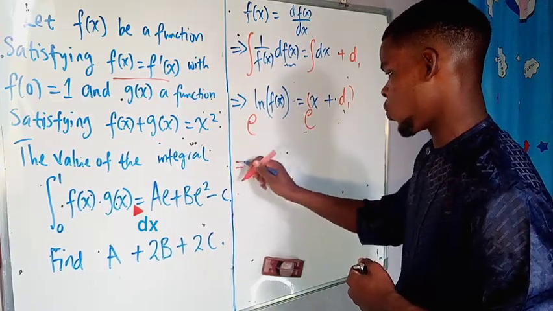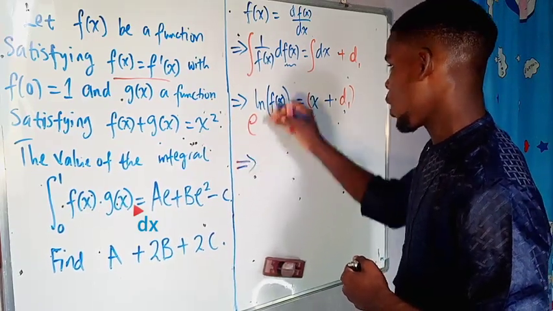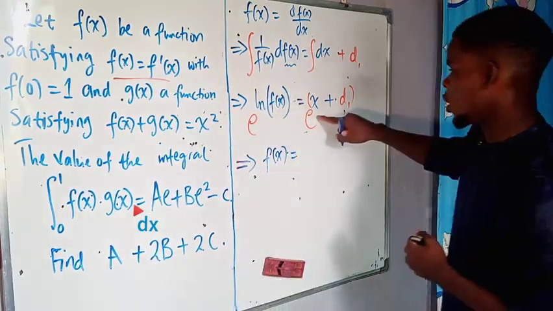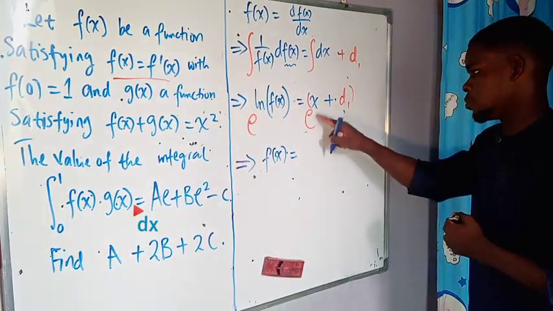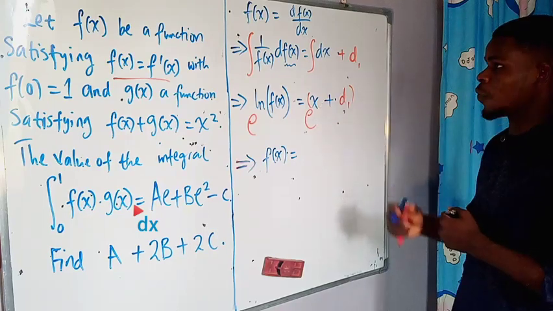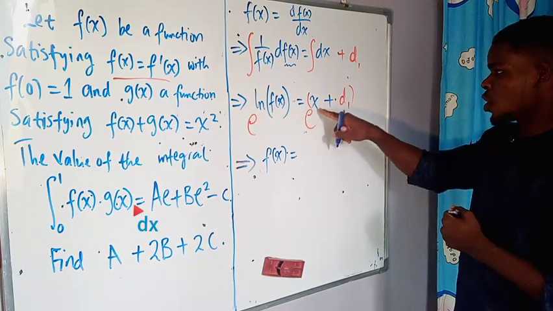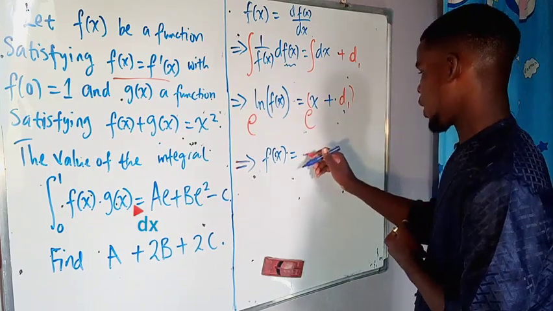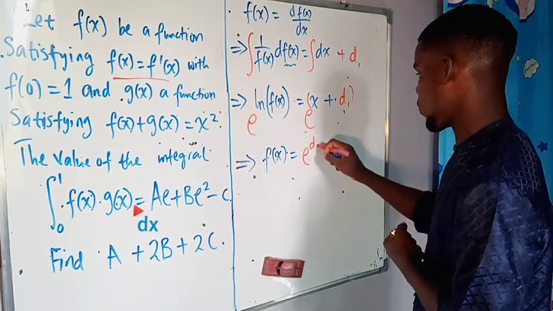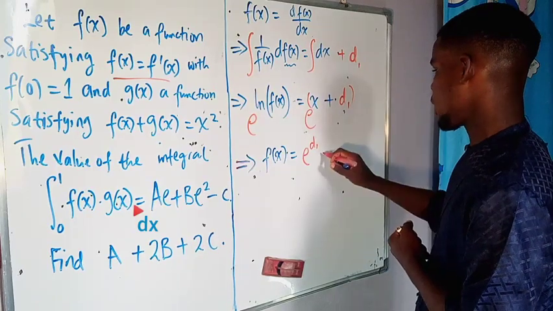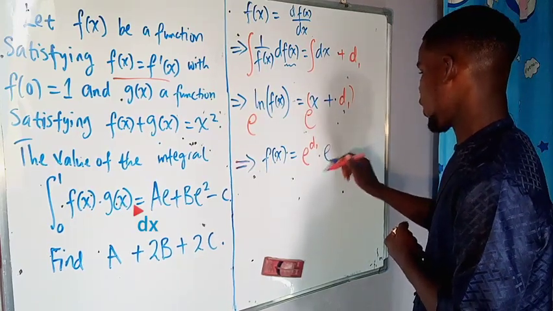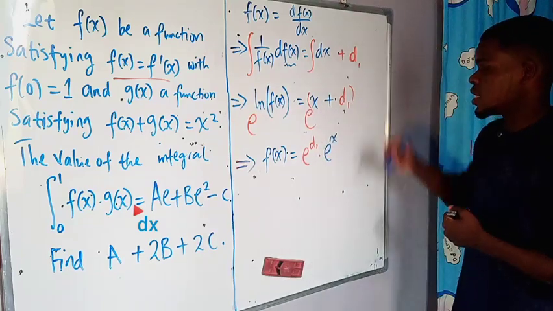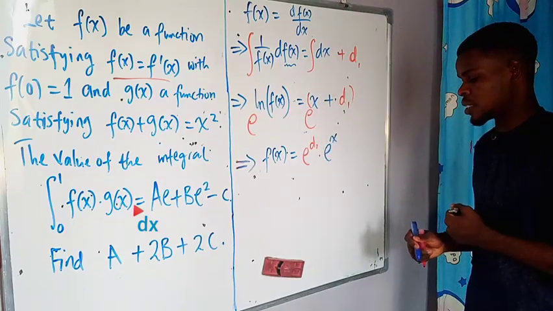So this means this is going to become, what do we have inside the f of x? Well, this is a sum of powers. So when you have a single base raised to the sum of two powers, we can split it this way. We can say e raised to the power of d, times e raised to the power of x.